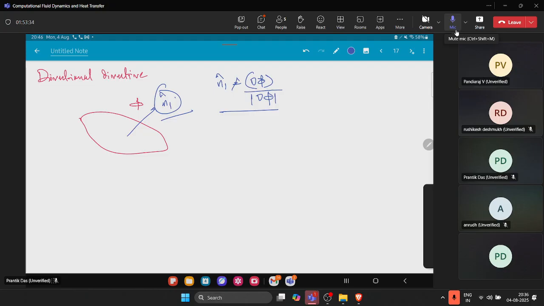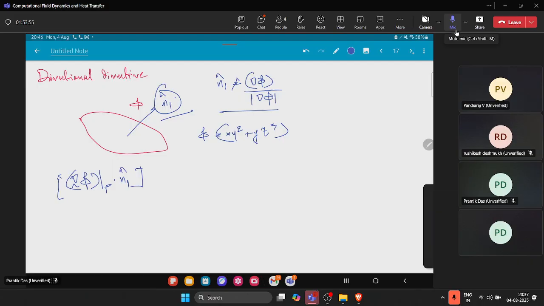So for example, if your phi is xy square plus yz cube. Okay. So what you have to do is find the gradient of phi itself, and then you have to take the dot product in the direction of n1 cap, since I want to find out the rate of change of phi along n1 cap direction. Okay, so are you able to understand it, Pandira? So typically I'm giving you some n1 cap and I want to find out the rate of change of phi along this n1 cap direction.